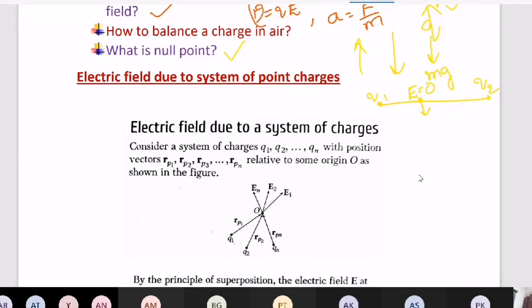Null means what? Zero. Zero field. That doesn't mean that there is no field. There is a field due to Q1. There is a field due to Q2. But both are equal in magnitude and opposite in direction, so that the resultant field will become zero, and that point we call as null point. So these are all the things we have studied.